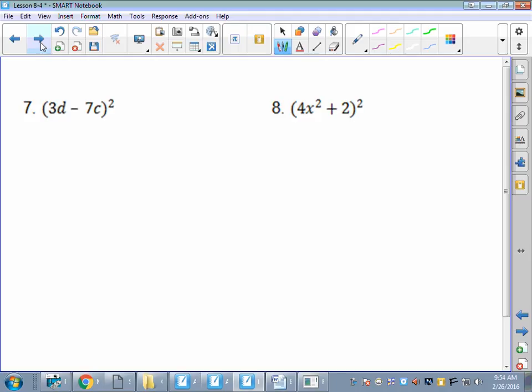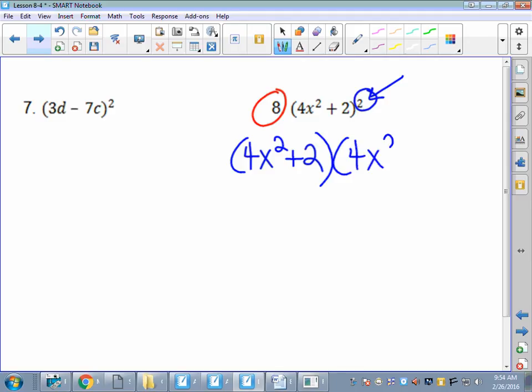Should we do one more problem? Let's do problem number 8. Last one. I've got a 4x squared plus 2, and it's a whole quantity squared. So first thing, I hope there's bells and whistles going off in your head. It's a squared, so I'm going to write this out 2 times. 4x squared plus 2, 4x squared plus 2. Like I said, I don't use the shortcuts because I think it's too much stuff to remember when I know how to do FOIL. So I want to start with 4x squared.